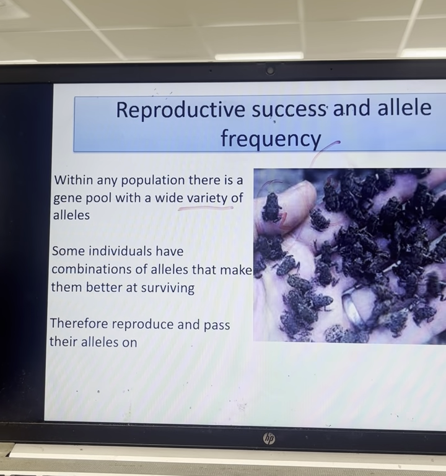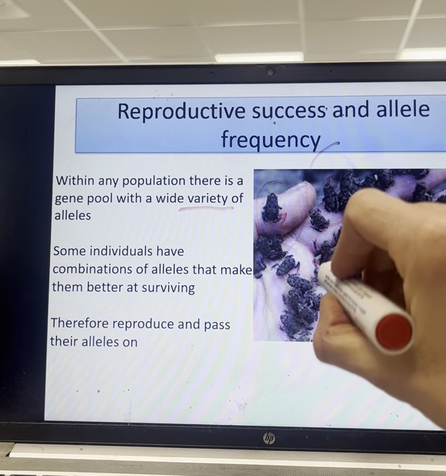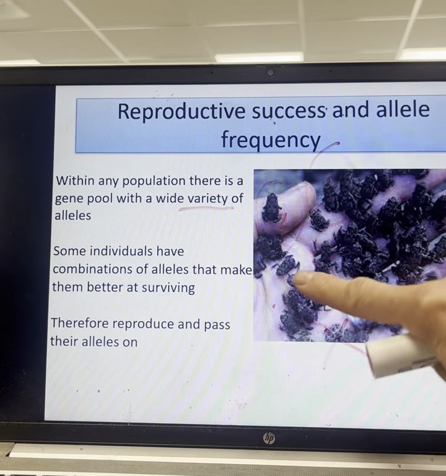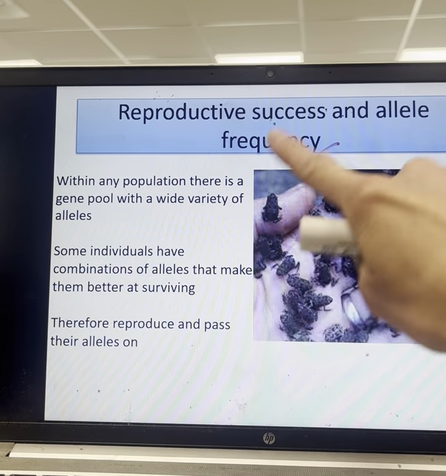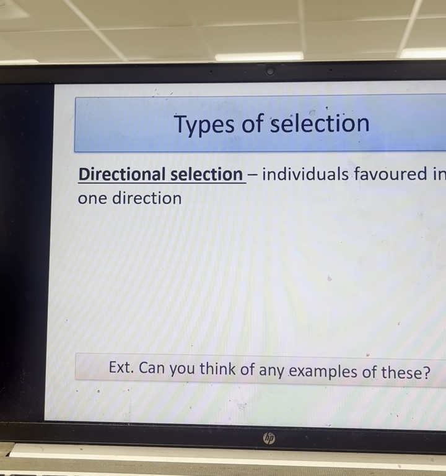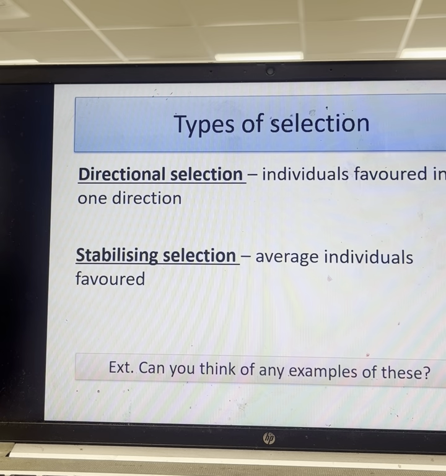Therefore, they reproduce and pass on these successful alleles to their offspring. Any that do not get alleles that are a selective advantage in their environment, they die, and those alleles are then not passed on to their offspring. Types of selection. Directional selection, individuals favoured in one direction. Stabilising selection, average individuals favoured.